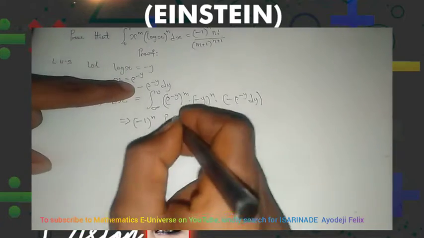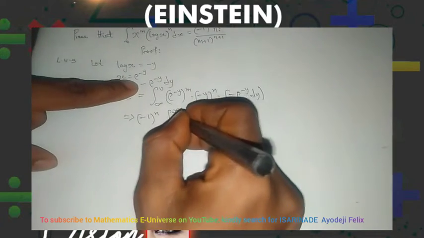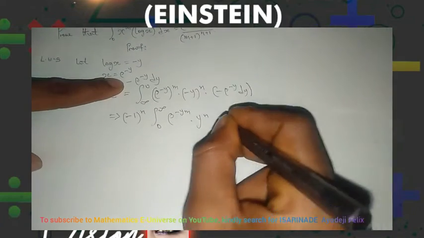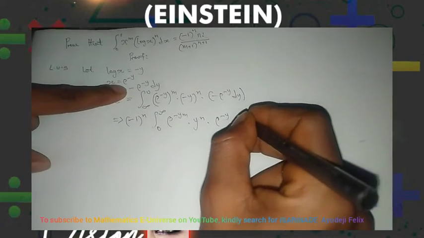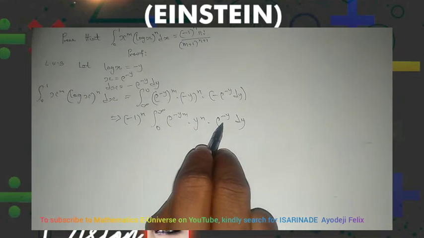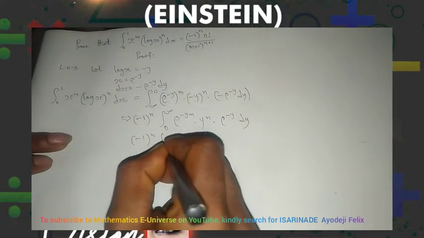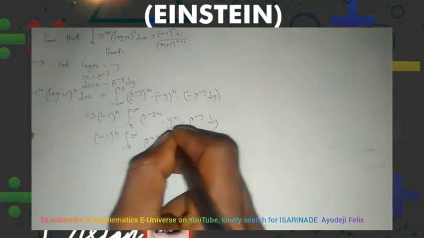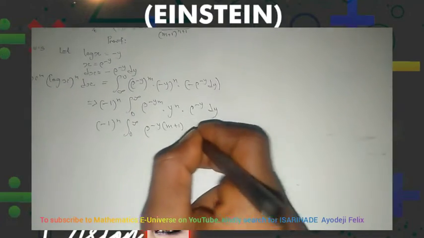Now, if we interchange this, it should be from 0 to infinity. So this will definitely affect this negative sign. And we have exponential minus ym dot y raised to power n dot exponential minus y dy. Exponential minus y and exponential minus y. We have minus 1 raised to power n integral from 0 to infinity exponential minus y into m plus 1, since their bases are equal, dot y raised to power n.